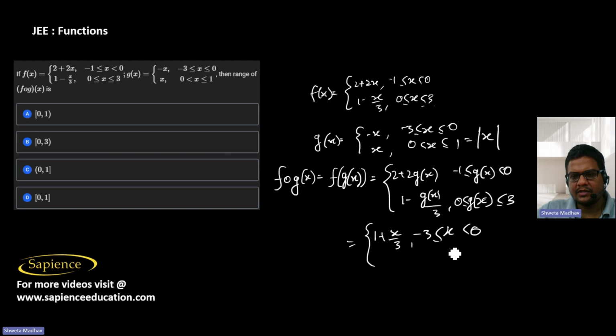And when x is from 0 to 1, then also g of x will go from 0 to 1. Then also it will be 1 minus g of x by 3. So it will be 1 minus x by 3. So this is f of g of x.